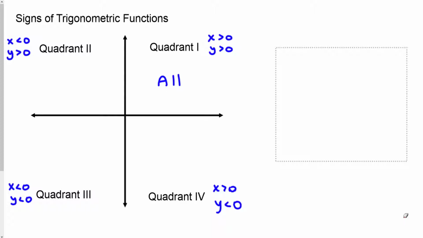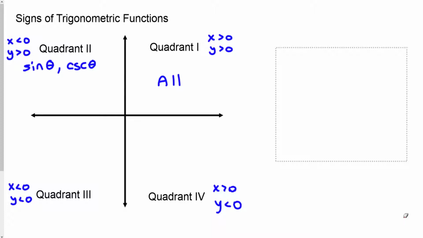In quadrant 2, the y values are positive, but the x values are negative. So any trig function depending on x is going to be negative. So sine is positive. So sine of theta and cosecant theta, those are going to be positive. Cosine depends upon x, and tangent depends upon x. Those are all going to be negative.